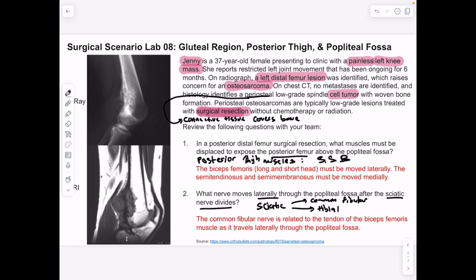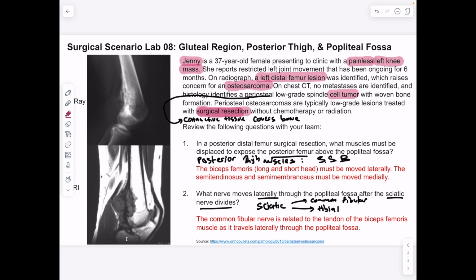All right, so just quickly going over the surgical scenario for lab 8. Jenny is a 37-year-old female presenting in the clinic with a painless left knee mass. She reports restricted left joint movement that has been ongoing for 6 months. On radiograph, a left distal femur lesion was identified, which raises concern for an osteosarcoma. On a chest CT, no metastases are identified, and histology identifies a periosteal low-grade spindle cell tumor with woven bone formation. Periosteal osteosarcomas are typically low-grade lesions treated with surgical resection without chemotherapy or radiation.